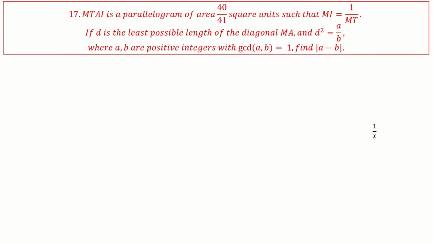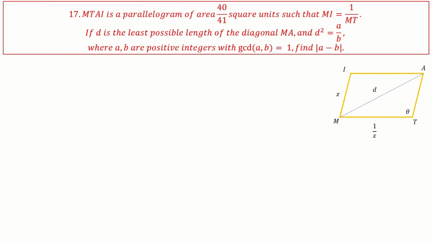MTAI is a parallelogram of area 40 by 41 square units such that MI equals 1 by MT. If d is the least possible length of the diagonal MA and d square equals a by b, where a by b are in their simplest form, then find the value of absolute a minus b, that is the difference of a and b.